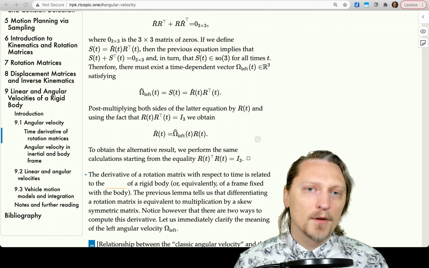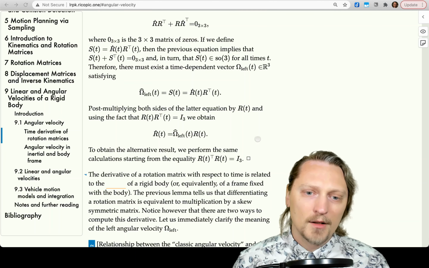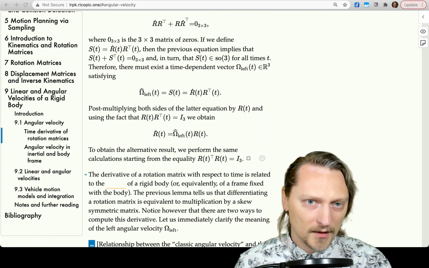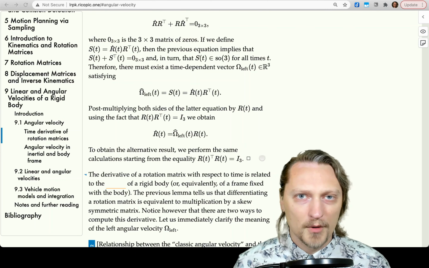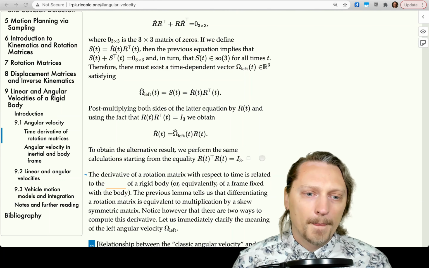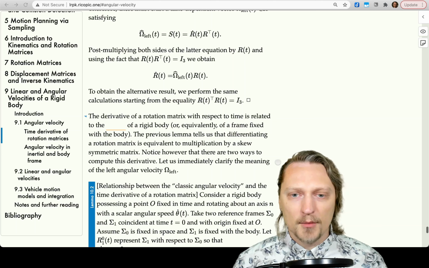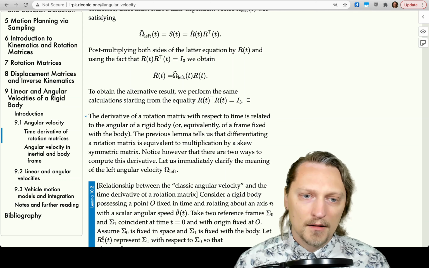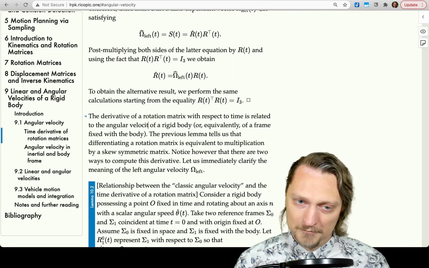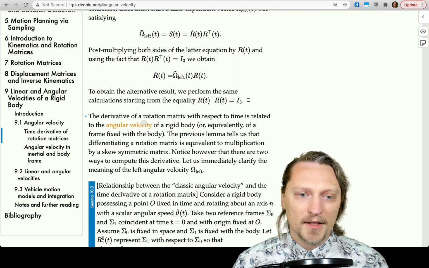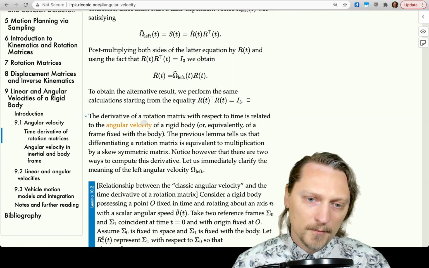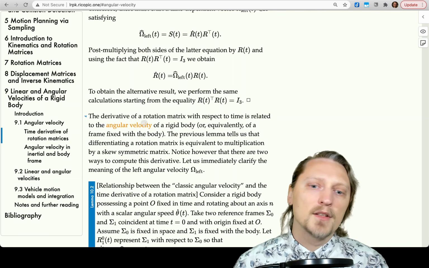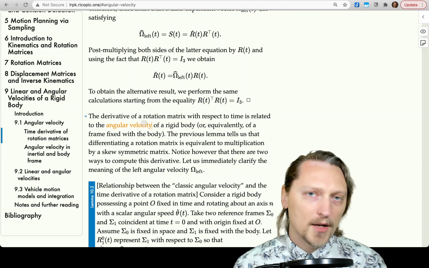To obtain the alternative result with omega right, we perform the same calculations starting from the equality R transpose R equals the identity matrix instead of R R transpose, which both are true, of course. Okay, the derivative of a rotation matrix with respect to time is related to the angular velocity of a rigid body, or equivalently of a frame fixed with the body. The previous lemma tells us that differentiating a rotation matrix is equivalent to multiplication by a skew-symmetric matrix.